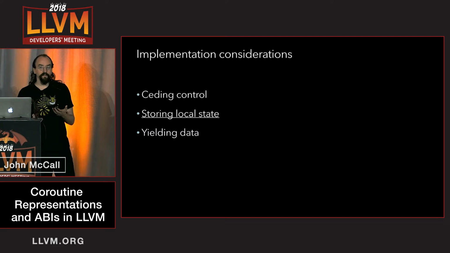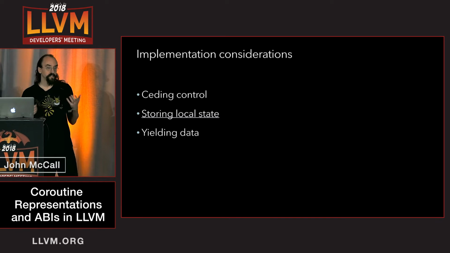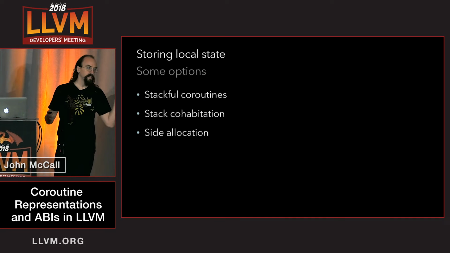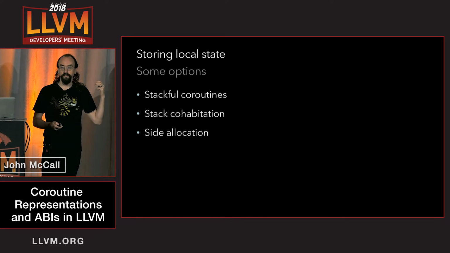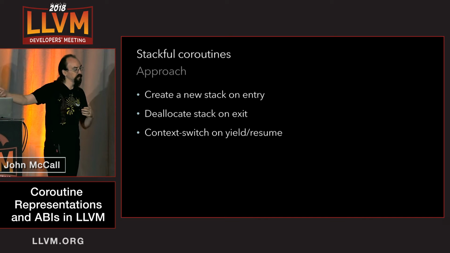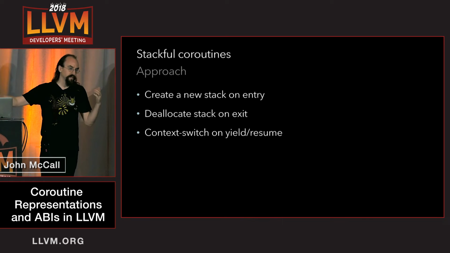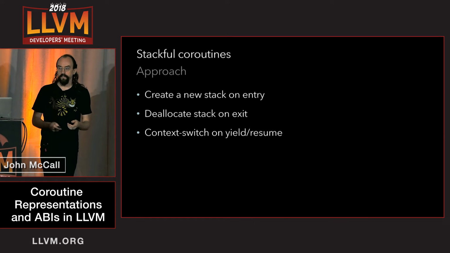The second general kind of implementation consideration is how do we store the local state of the coroutine? We've got local variables and all sorts of other things. We need to store that somewhere. Well, there's basically three different approaches I'm going to talk about in this talk. The first one is a stackful coroutine. So the idea is that when we are invoking the coroutine for the first time, we actually give it a new call stack, which we then have to actually deallocate when we exit the coroutine. Then every time you do a yield and resume, you're just context switching.